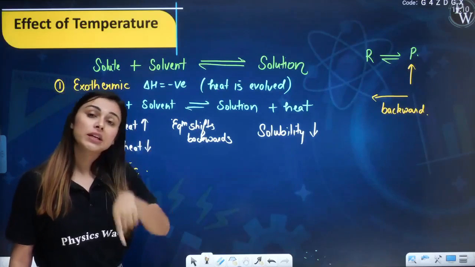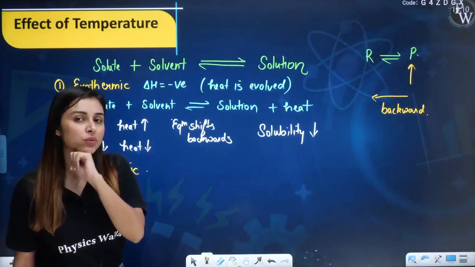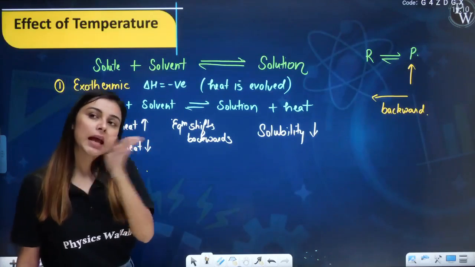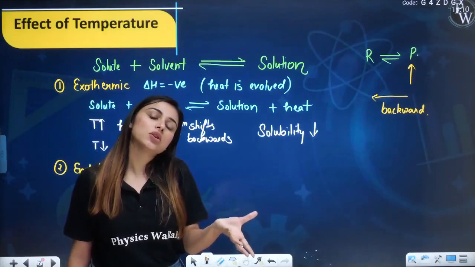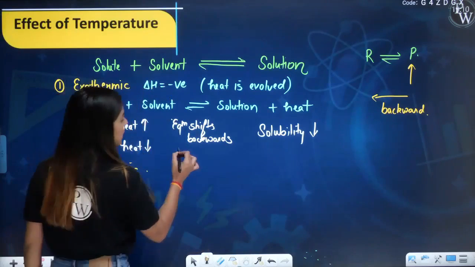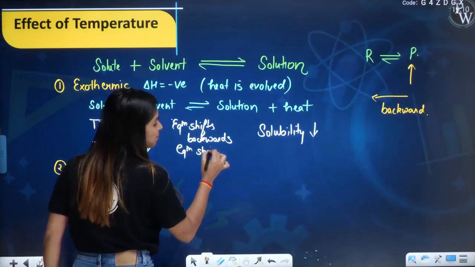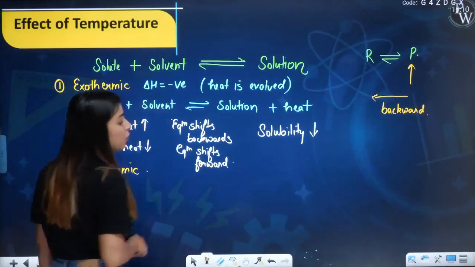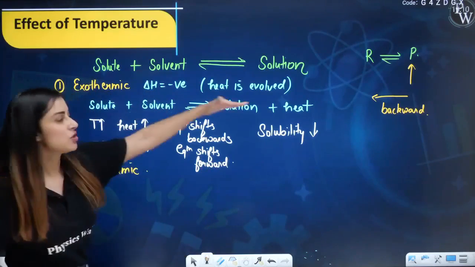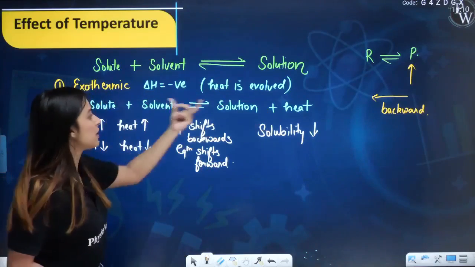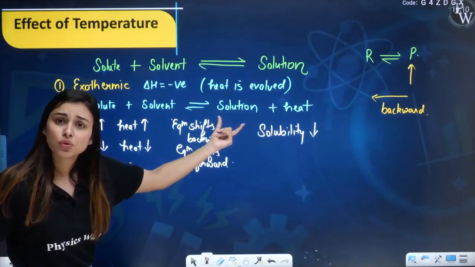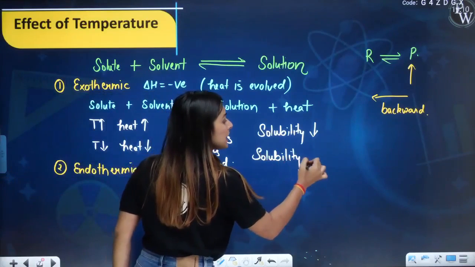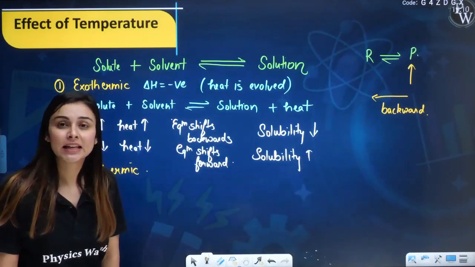And if you're trying to decrease the product's concentration, Le-Chatelier principle would say, I'll move forward and increase the product's concentration. So this time equilibrium shifts forward. Now, if the equilibrium is shifting forward, this means that solute and solvent are forming more of your solution. And this means that solubility is actually increasing, right?